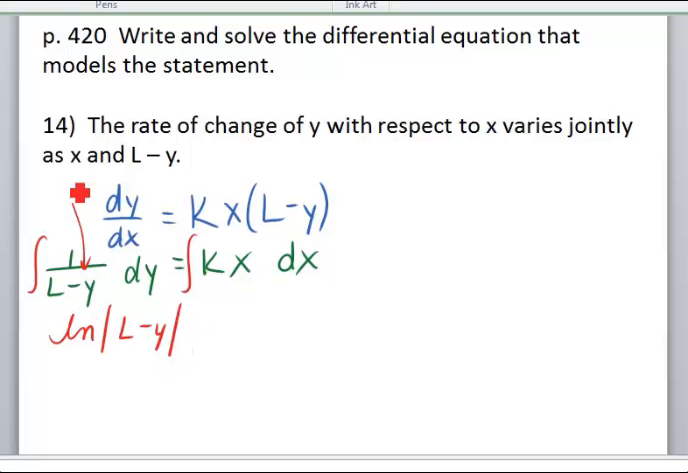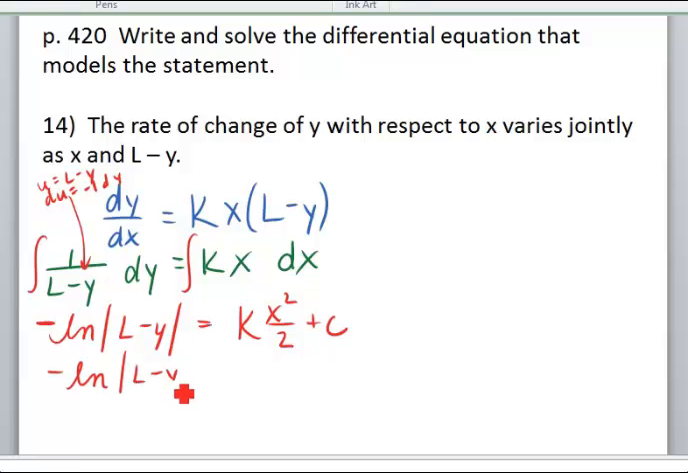But when you make that u statement, your du would end up being a negative 1 dy. So we're going to put a negative out in front to compensate for that. Equals k x squared over 2 plus c. So I'm getting a negative ln L minus y equals, let's move the negative to the other side, negative kx squared over 2 plus c.